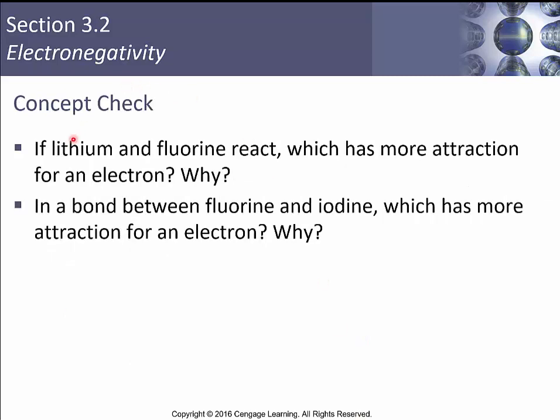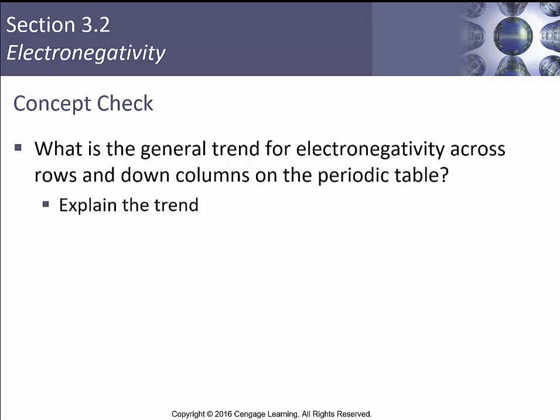If lithium and fluorine react, which one has more attraction for an electron? It's going to be fluorine. Why? Because fluorine is the most electronegative atom. In a bond between fluorine and iodine, which one has more attraction for an electron? Fluorine again, because it's got the larger electronegativity. So the general trend for electronegativity values across rows is that it's going to increase as we go left to right, and as we go down the column, it's going to decrease.